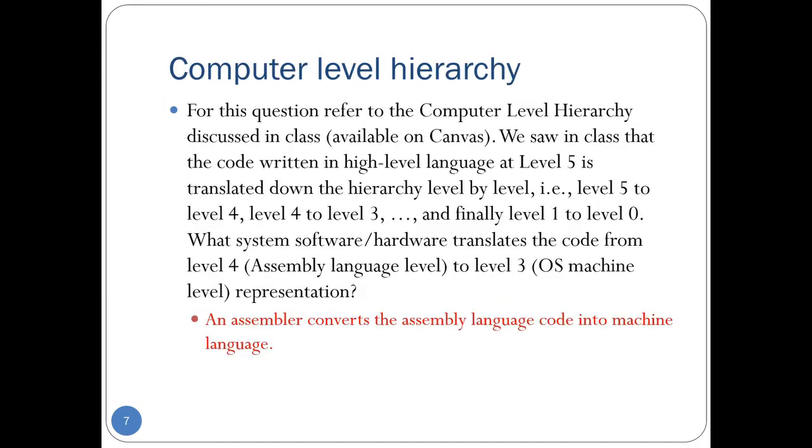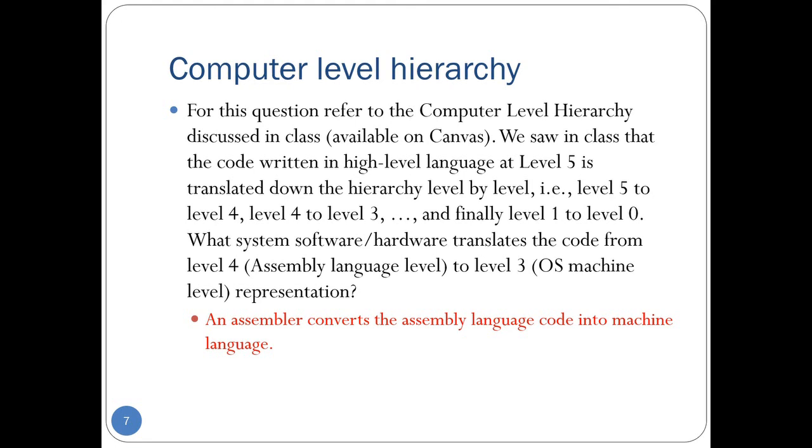Now here is a sample question related to computer level hierarchy. Recall in the class we talked about a 6-level computer hierarchy, where the topmost level was the level representing the high level languages like C, C++, Java and so forth. And we saw in the class that the code is translated level by level from level 5 to 4, 4 to 3 and so on, and eventually at level 0 the true hardware of the machine executes the code.